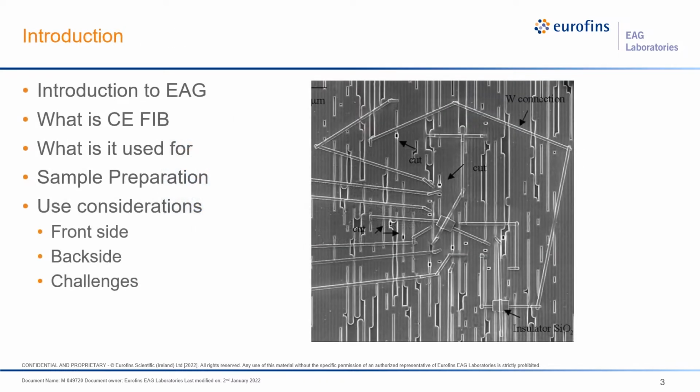So today we're going to be talking about an introduction to EAG, and then what is Circuit Edit FIB, what it's used for, the sample preparations that are required, and then use considerations. We can do FIB from the front side, the back side, and what are the challenges. The picture here is just one of the very complicated FIBs that we've done. Typically FIBs aren't this complicated, but they can involve quite a number of steps, as our examples later will show you. But we can do basically surgery on your devices and allow you to check them to see if those fixes are the appropriate fixes.